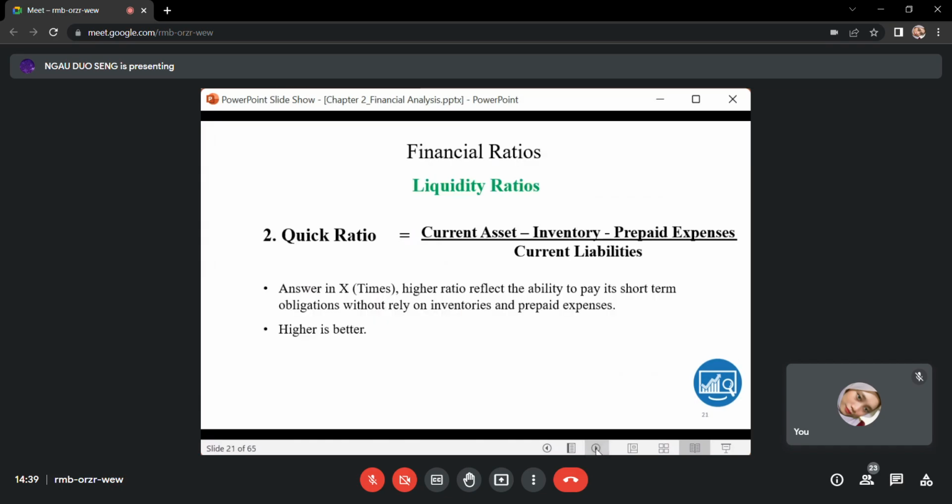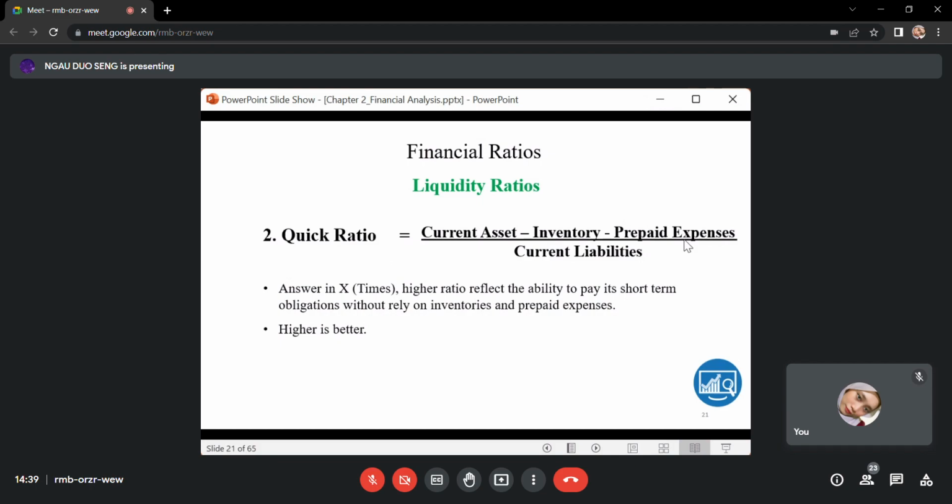We have the quick ratio. So quick ratio equals current asset minus inventory and minus prepaid expenses, divided by current liabilities. The answer is in X or times. A higher ratio reflects the ability to pay short-term obligations without relying on the inventory and prepaid expenses. Higher is better. Because we want to calculate the quick ratio, quick means pantas, cepat. So that's why kita keluarkan, we take out inventory and prepaid expenses.